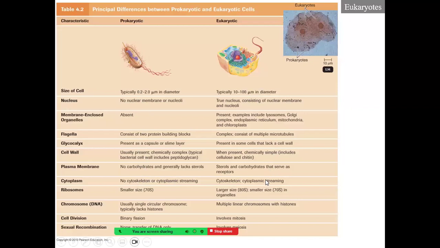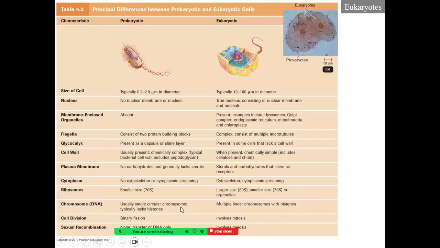There's also cytoplasmic streaming, where the liquid portion, the cytoplasm, moves around in the eukaryote cell. There is no cytoplasmic streaming in the prokaryotes. The ribosomes are smaller in size in the prokaryotes, 70S. They're larger in size, 80S, in the eukaryote. We'll talk about the organelles of eukaryotes later.